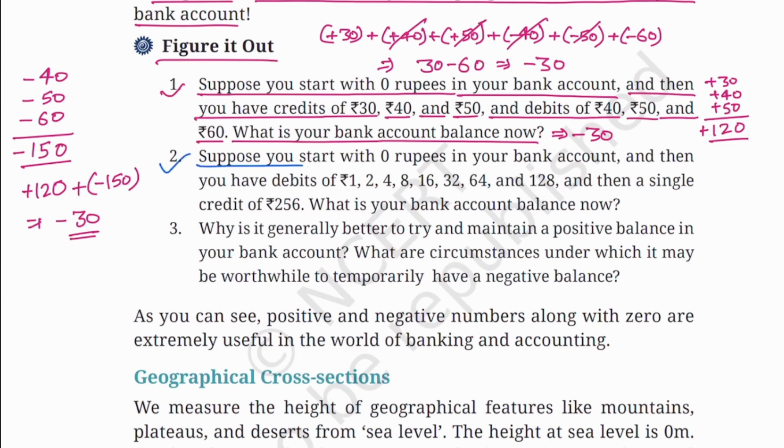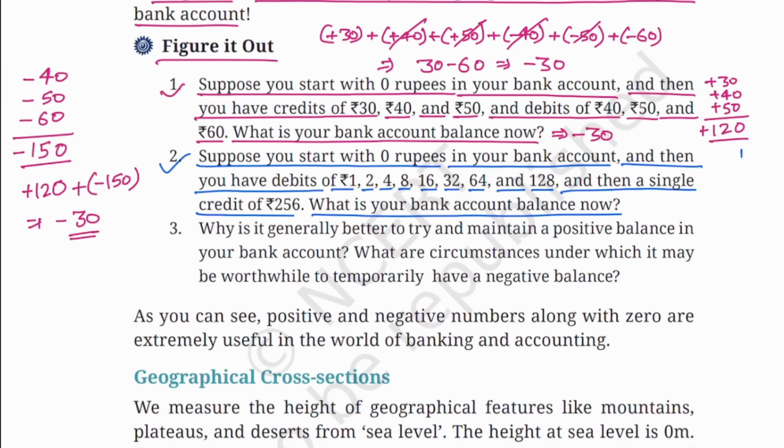2. Suppose you start with 0 rupees in your bank account and then you have debits of rupees 1, 2, 4, 8, 16, 32, 64 and 128 and then a single credit of rupees 256. What is your bank account balance now?